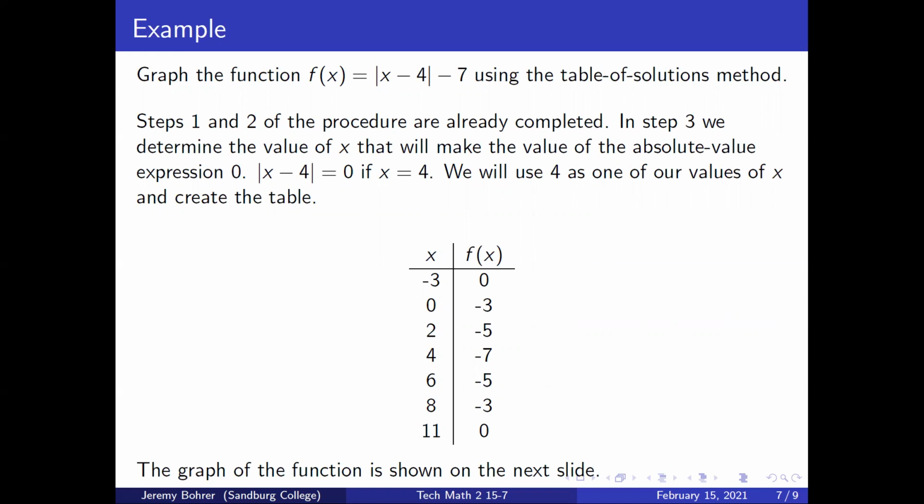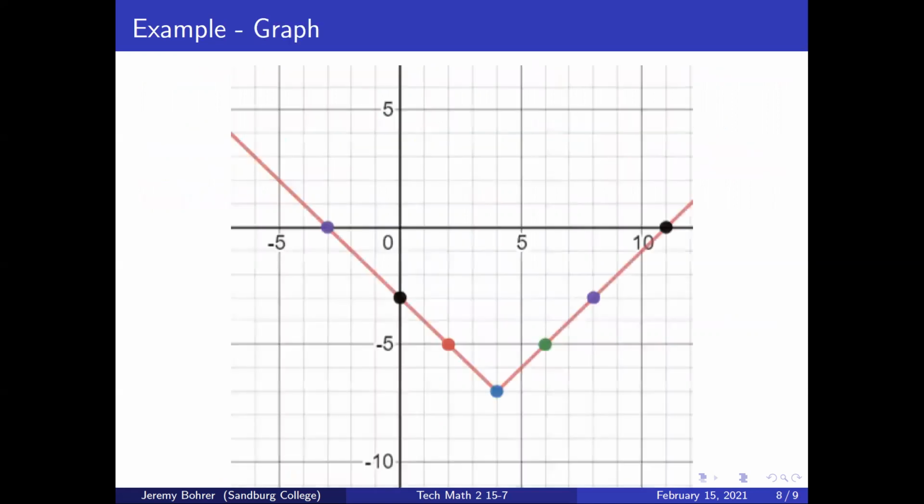We use the values of x negative 3, 0, 2, 4, 6, 8, and 11, which correspond respectively to 0, negative 3, negative 5, negative 7, negative 5, negative 3, and 0. The graph of the function is shown on the next slide. Here's the function, and each of the dots represents one of the points that we found on our table.